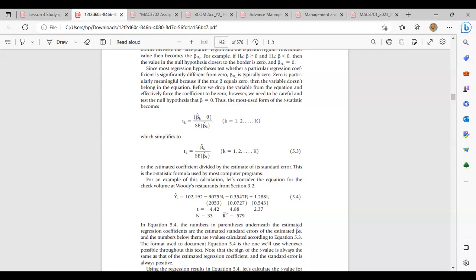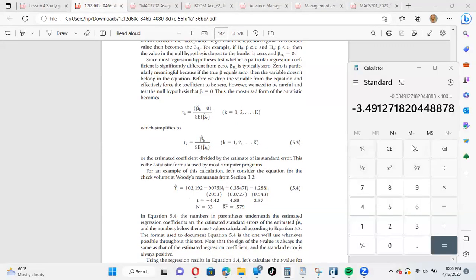Let me see if my calculator shows. Okay, the calculator doesn't show there. All right, maybe let me do a new share. Let's share the screen. Right, because I want to do a calculation there.